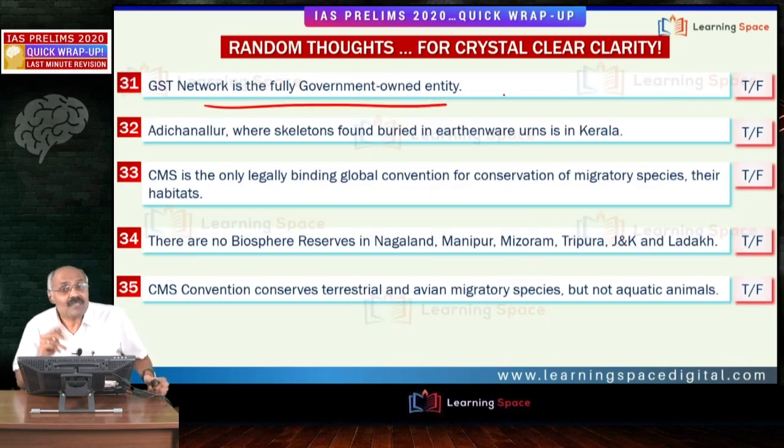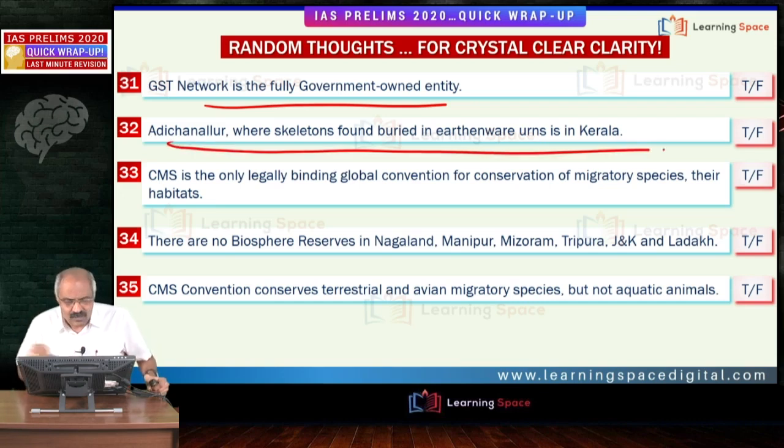Look at the next one. The GST network is a fully government-owned entity. Initially, the GST network was thought of as having government ownership of 49%, 24.5% by the Centre and 24.5% by the states put together. But later on, this was changed to an entirely government-owned entity for the simple reason that GST involves some sort of strategic information.